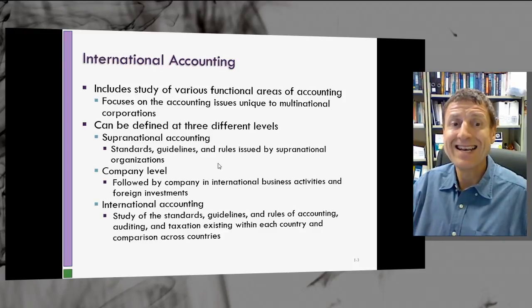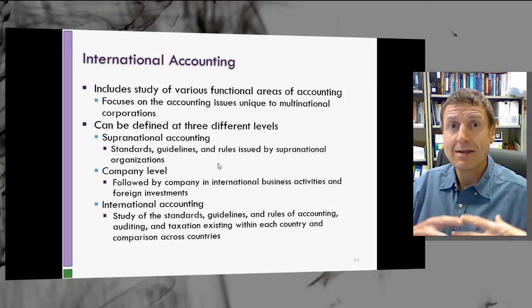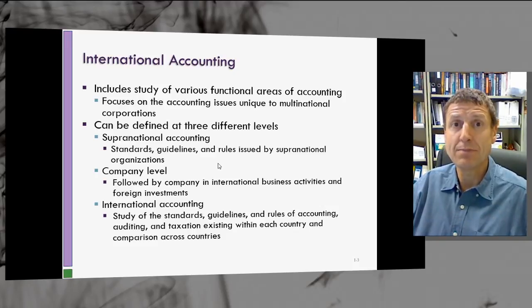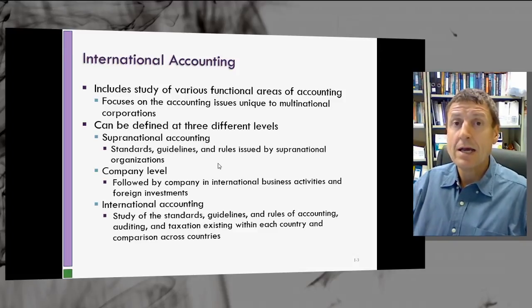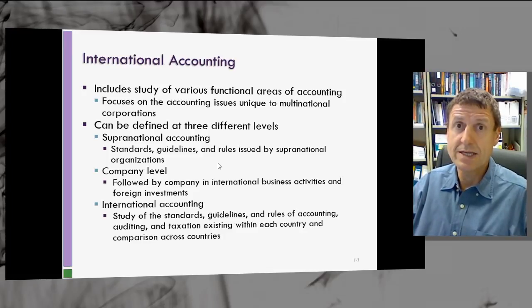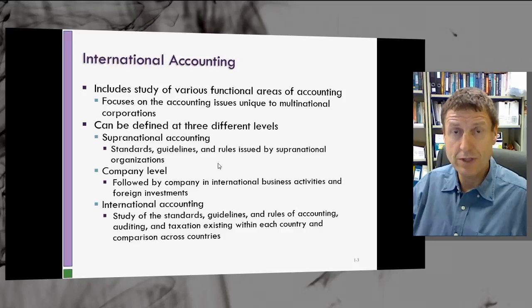Now supranational accounting is all about the standards and guidelines issued by the big multinational organizations, like International Accounting Standards, FASB, that's the Financial Accounting Standards Board in the USA, the IFRS, that's a big accounting standards board, and the International Federation of Accountants. These are big giant bodies that meet to decide what standards we want to adopt and what standards we don't want to adopt, and to get countries to agree on this convergence of international accounting.